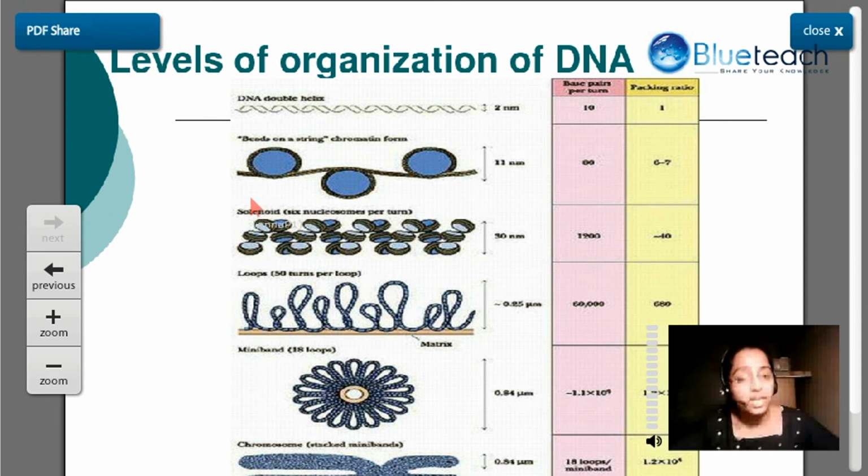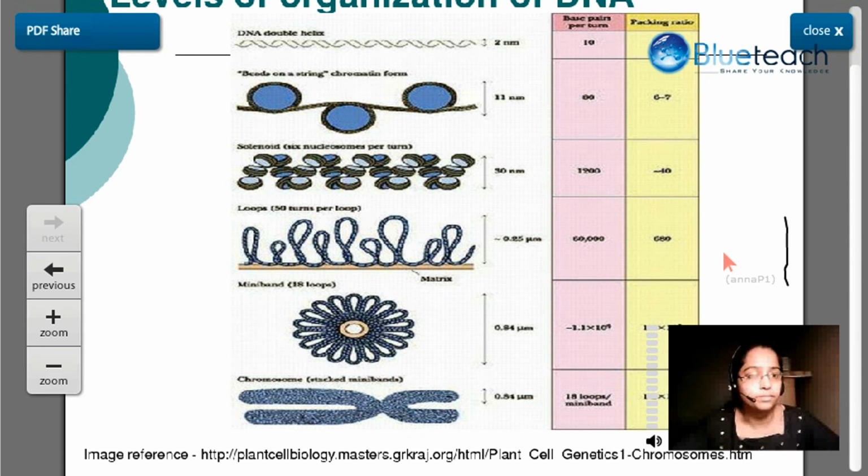And the next stage is the 30 nanometer solenoid fiber, wherein 6 nucleosomes are accommodated per loop. It coils, and each coil has 6 nucleosomes per turn, and during this the diameter is 30 nanometers, and here we can see that the number of base pairs per turn has increased. It comes to 12,000, and the packing ratio has also comparatively increased. It comes to 10. So from 6 to 7 the packing ratio has moved to 10.